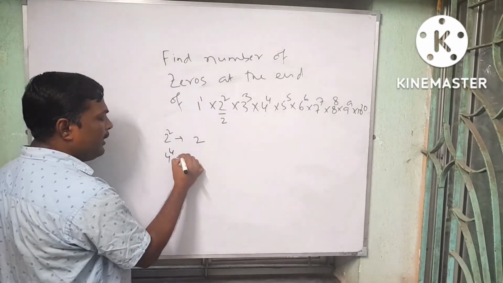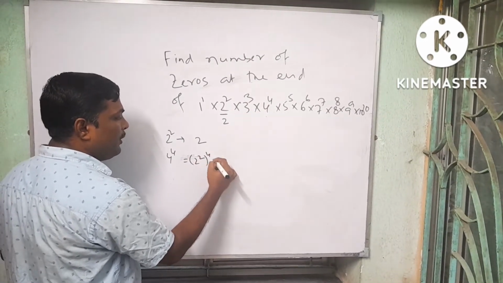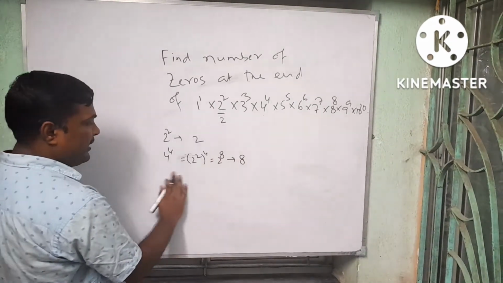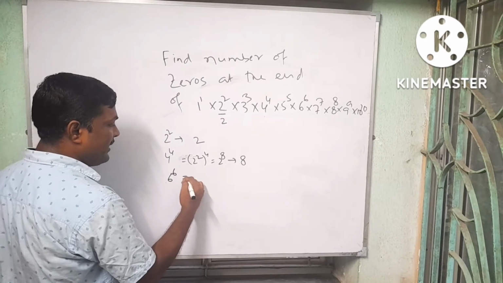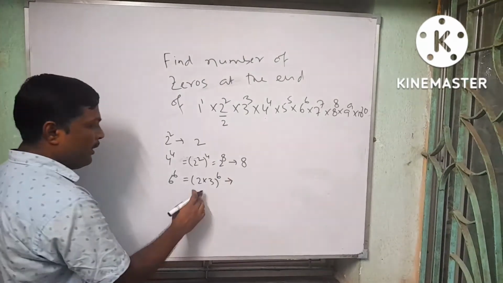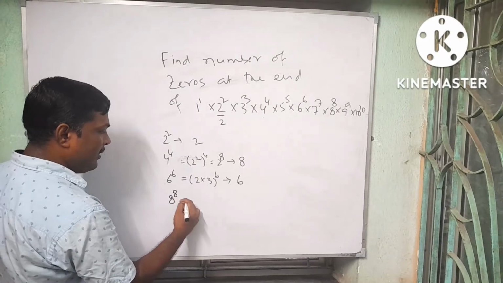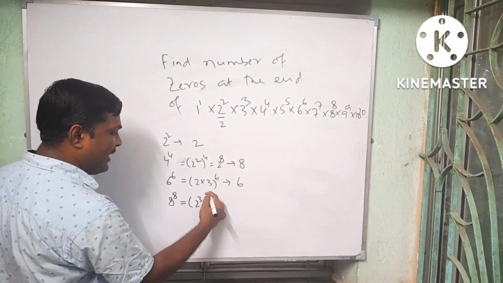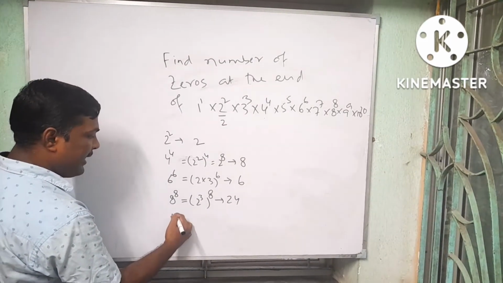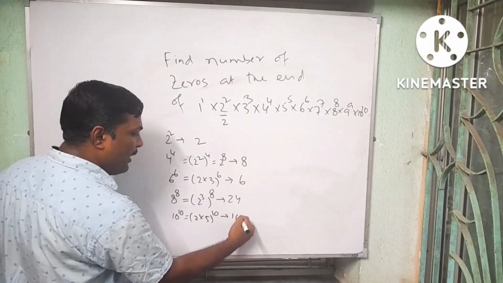In 4 to the power 4, that is 2 square to the power 4, that is 2 to the power 8. So the number of 2s here is 8. Next, 6 to the power 6 is 2 into 3 to the power 6, so the number of 2s here is 6. In 8 to the power 8, that is 2 cube to the power 8, the number of 2s is 24, and 10 to the power 10, that is 2 into 5 to the power 10, the number of 2s is 10.